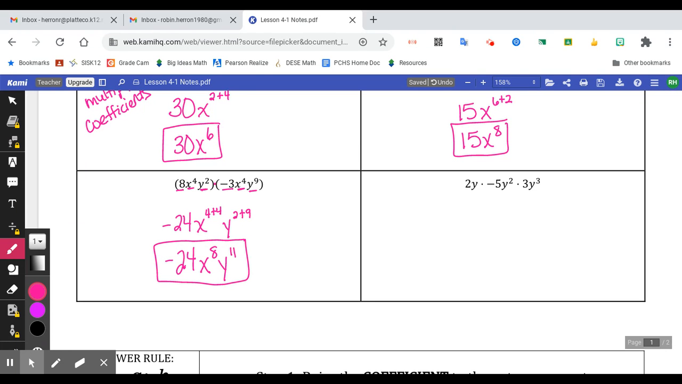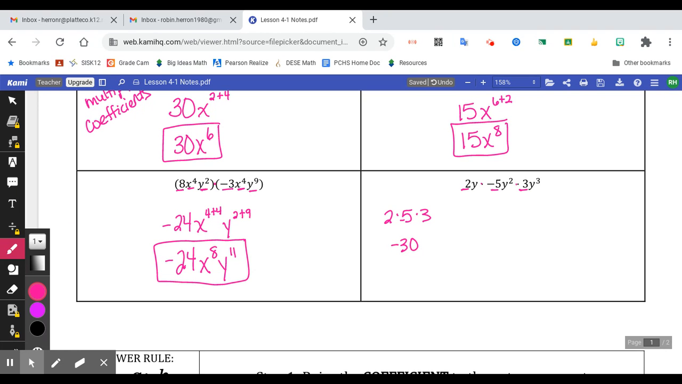Okay, so this one, on the last one here, is just different because it has 3 separate terms. It's still all multiplying, you see here with the dots. So now we're going to take 3 coefficients and multiply together. So 2 times 5 times -5 times 3. Well, this gives me -10 times 3, which is -30.